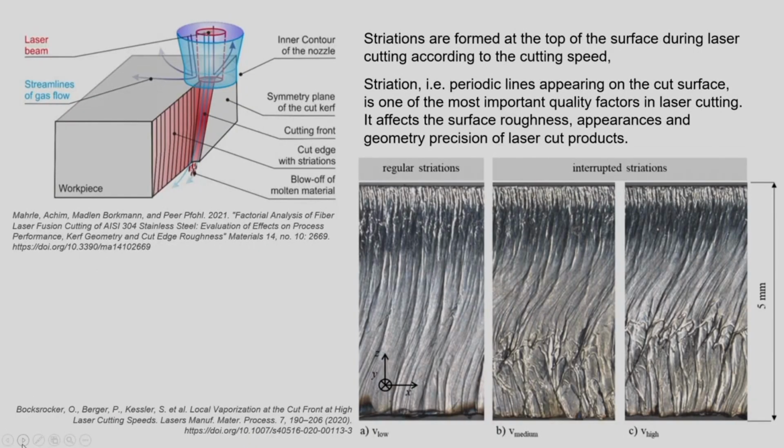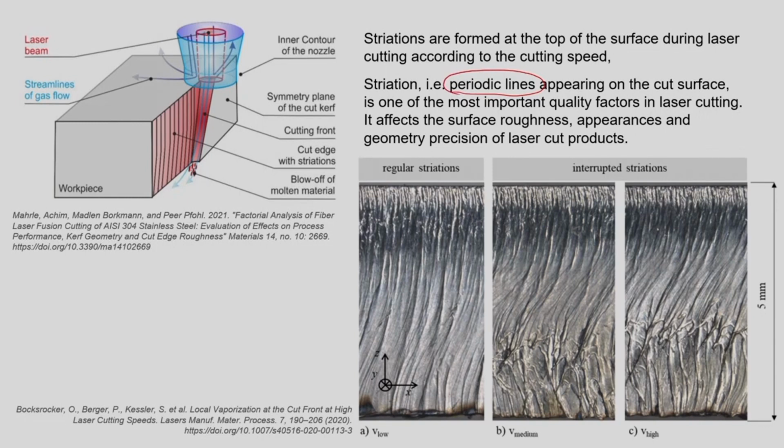Now, in addition to the curve width, there is another byproduct which comes during laser cutting, and that is called striations. Striations are formed at the top surface during laser cutting according to the cutting speed. What is the meaning of striations? Striations are nothing but periodic lines appearing on the cut surface.